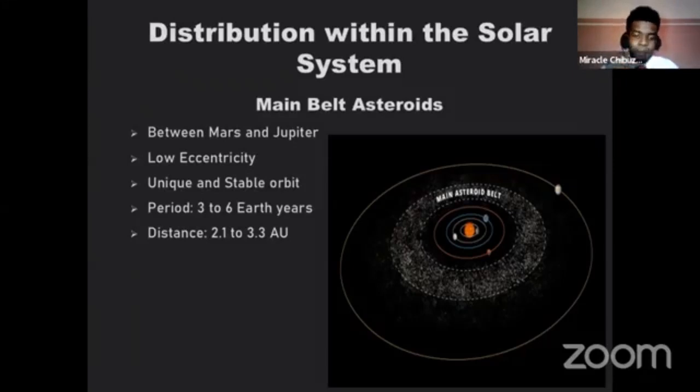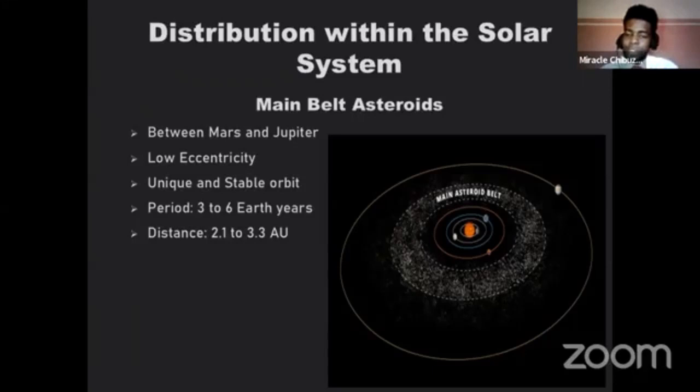Then we have the distance. For these ones here, their typical distance is about 2.1 astronomical units, and these other ones here are up to 3.3 astronomical units. These are just approximations. If you calculate the distance from here to here, if you do the math, that should give you about 1.2 astronomical units.